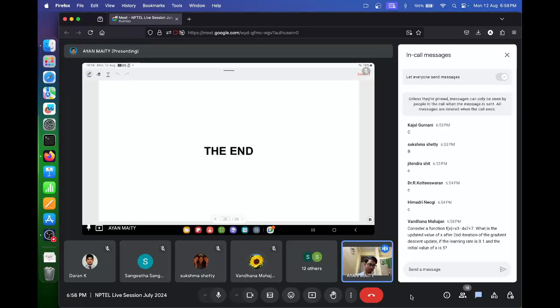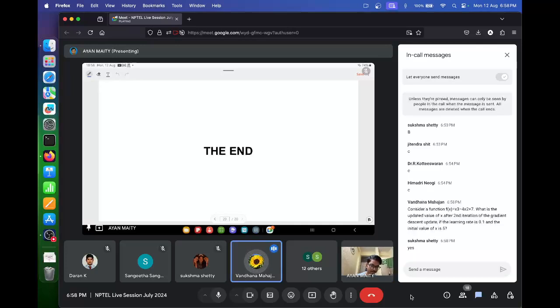Is it x cube minus 4x square plus 7? Yes, it's x cube, x square. So the similar question I discussed in the last live session. You have to take the derivative of this f(x) with respect to x. I followed the same method, but my answer is wrong. In their solution PDF, did they solve this question properly?